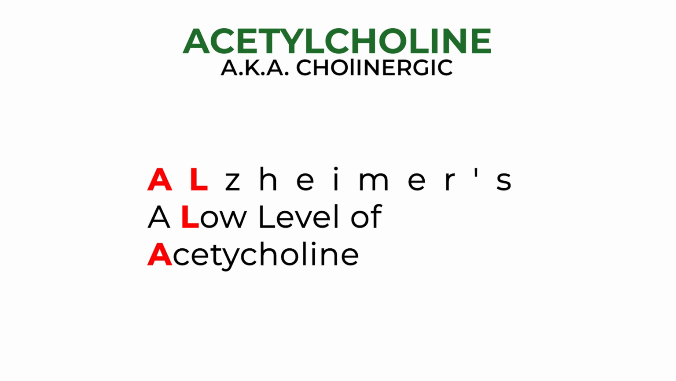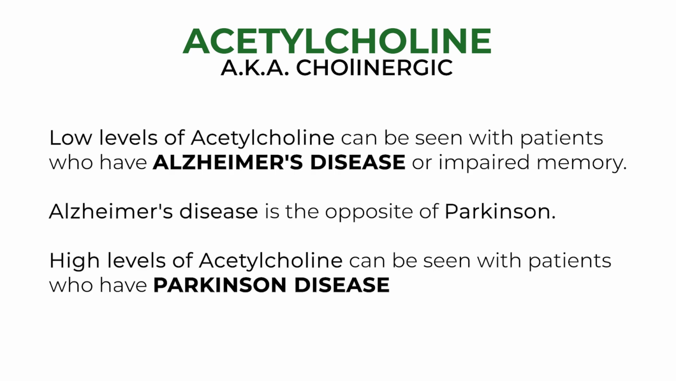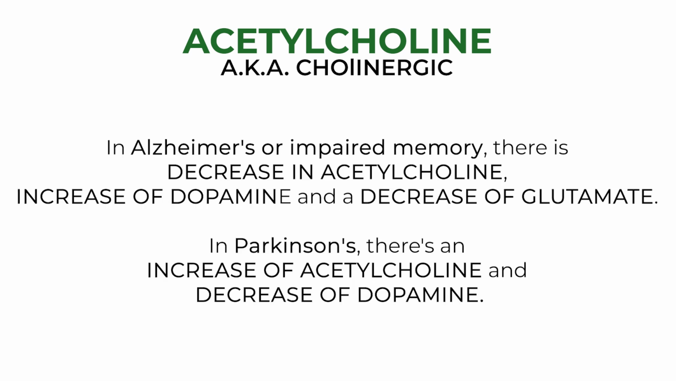And I've just introduced, I said Alzheimer's disease is the opposite of Parkinson. So since we have a low level of acetylcholine in Alzheimer's disease, basically we are going to have high level of acetylcholine in Parkinson's disease. Very important for the exam. So low level of acetylcholine is going to be seen in patient who has Alzheimer's disease or any impairment of memory. And it is important to know that in Alzheimer's disease, there is a decreased acetylcholine, there is an increased dopamine, and there is a decreased glutamate.